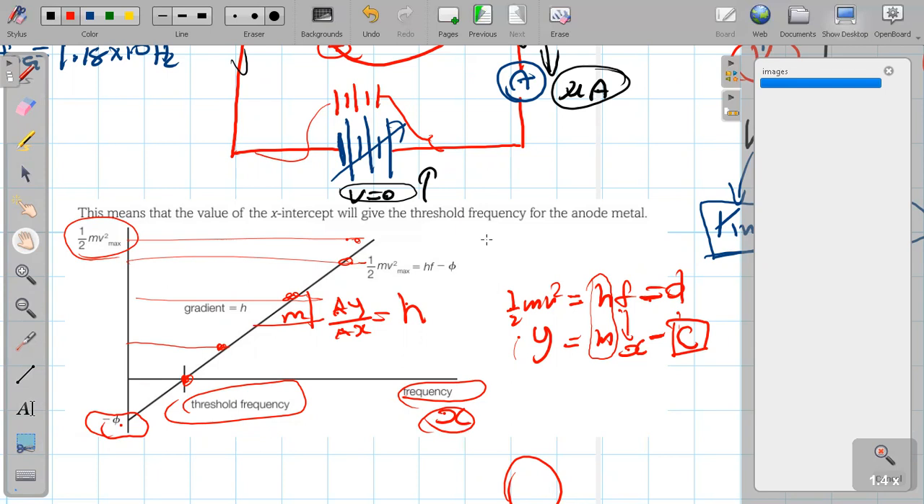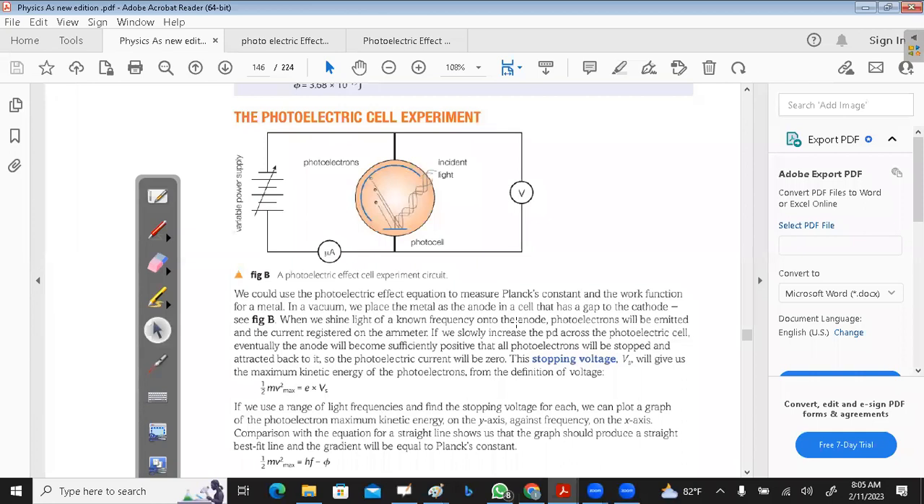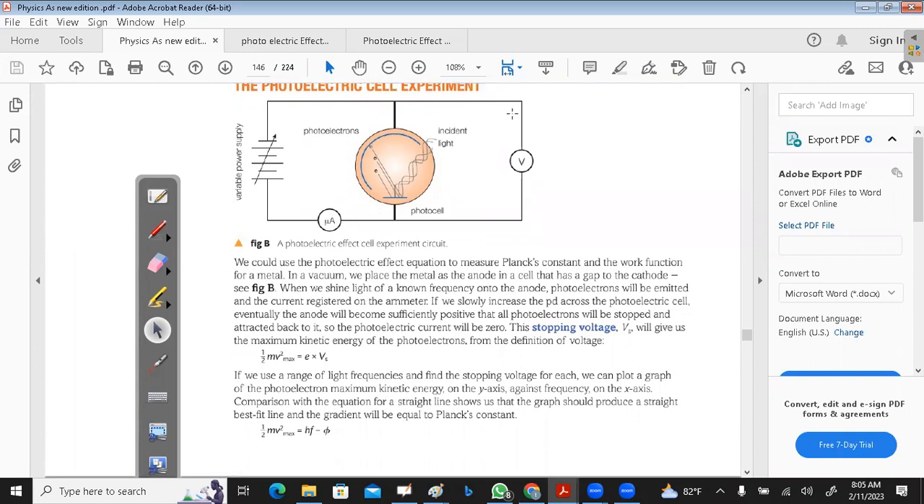Now see, it changes what? Frequency. Frequency means what? Frequency is the shining light. Different shining lights like frequency of f1, f2, f3, f4, f5, different frequencies we can generate, and using this cell we can determine the stopping potential for regular intervals.